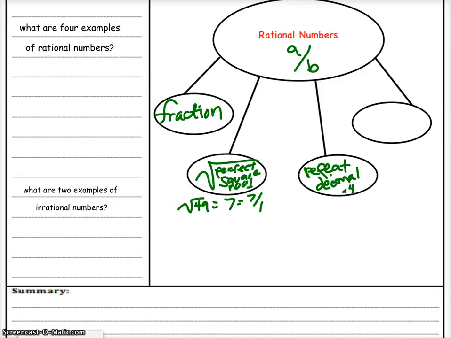Like 0.4 repeating. That would be rational because I can turn it into a fraction. It is 4/9. And another rational number is any kind of terminating decimal, a decimal that ends, like 0.12. It's not a pattern, but I can still turn it into a fraction, 12/100, can't I?